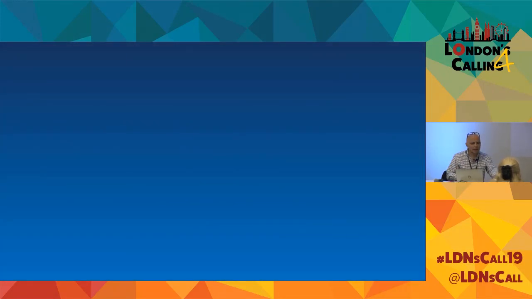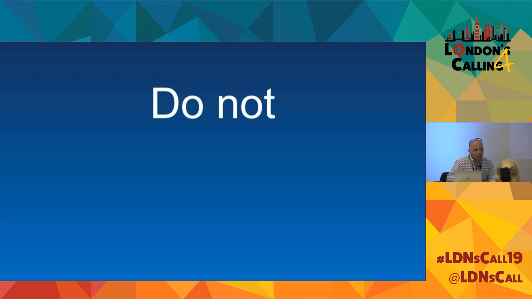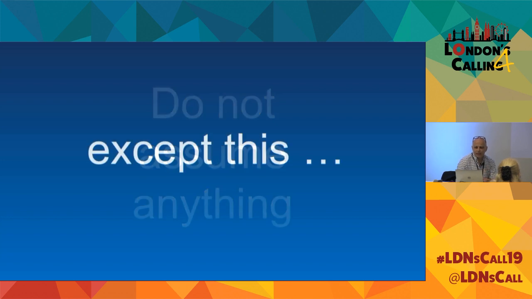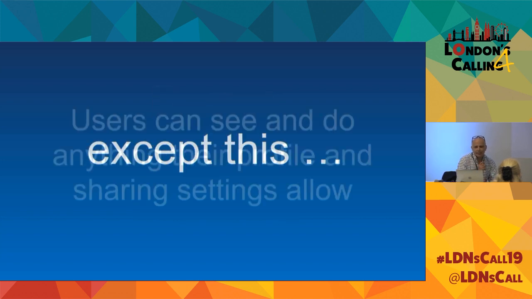So if we look at this, basically there's a number of things that you can do and a number of things that you should do. But the first thing you should do is do not assume anything except this. And that is that users can see and do anything that their profile and sharing settings allow them. And this isn't like I've just discovered the biggest hole in Salesforce.